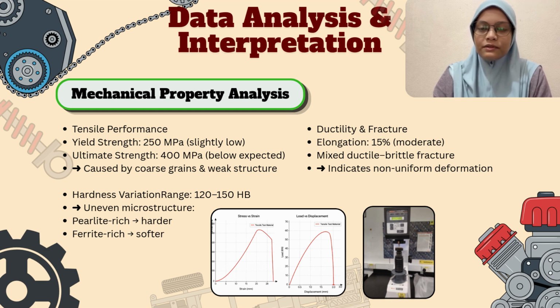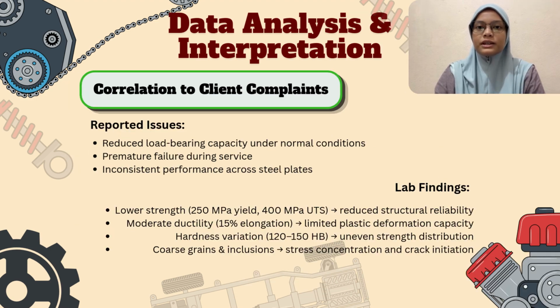The hardness ranges from 120 to 150 HB, showing variation in the microstructure, where pearlite-rich areas are harder and ferrite-rich areas are softer. This slide connects our lab findings with the client's complaint.